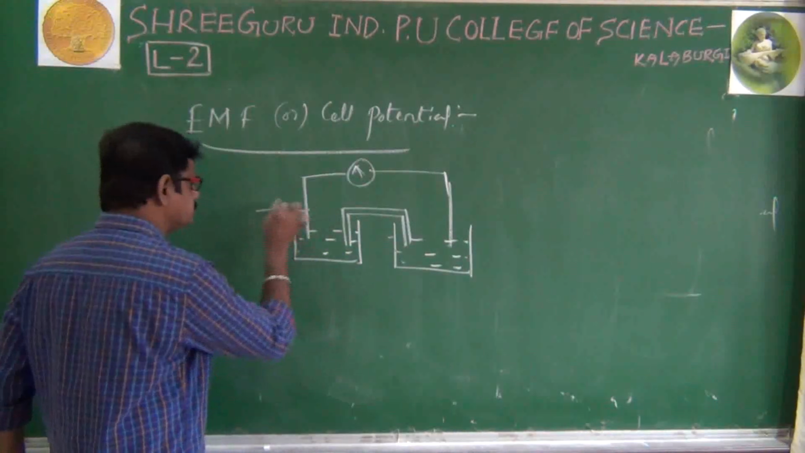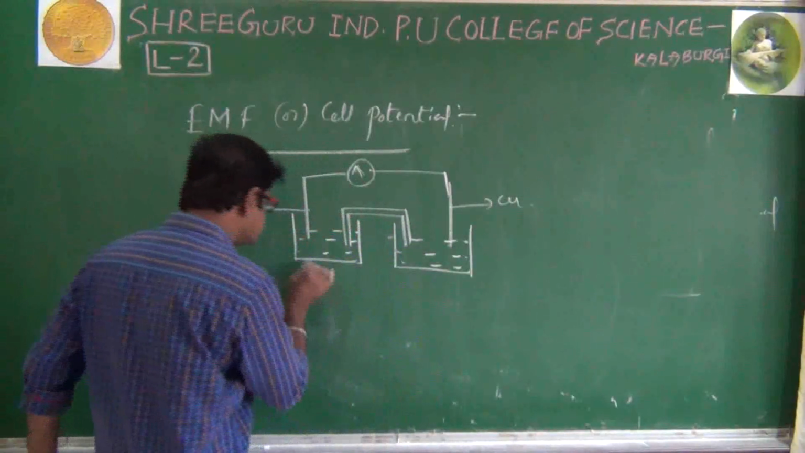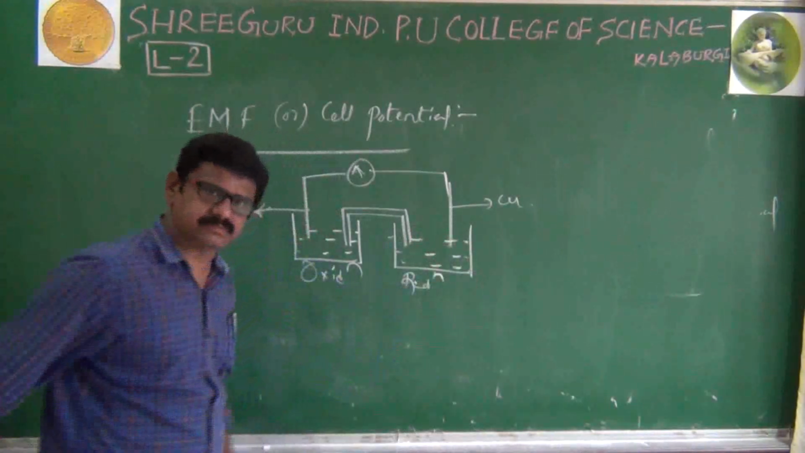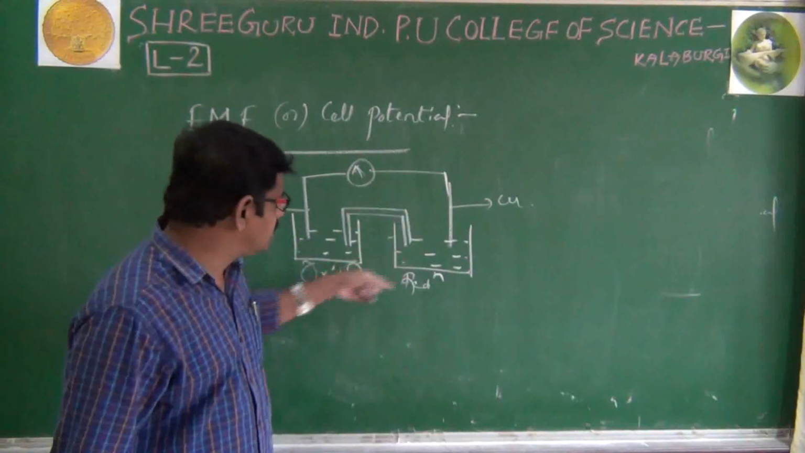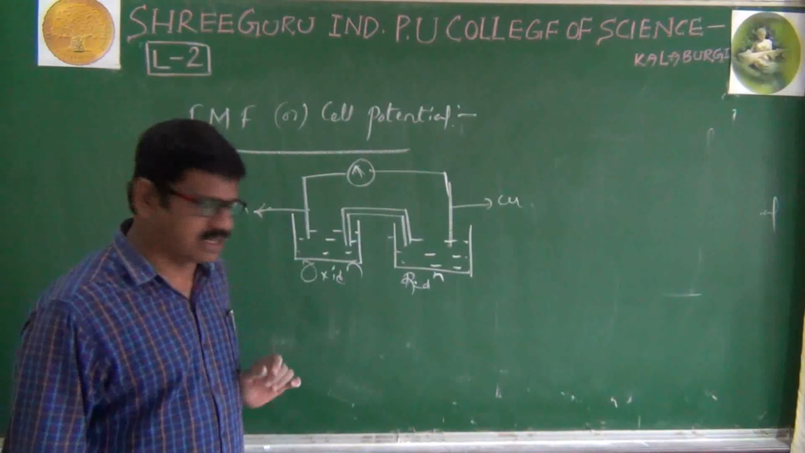It is a zinc electrode and of course a copper electrode. Here oxidation is taking place and here a reduction is taking place. Now this total EMF, the total cell potential, we have to measure. For that purpose, it is very simple.